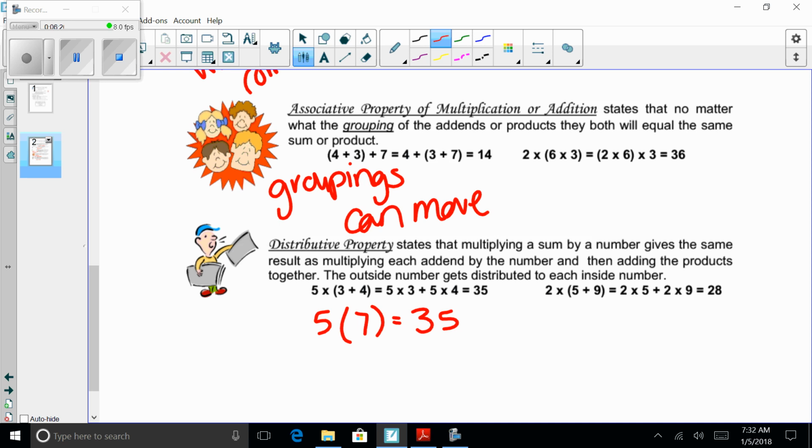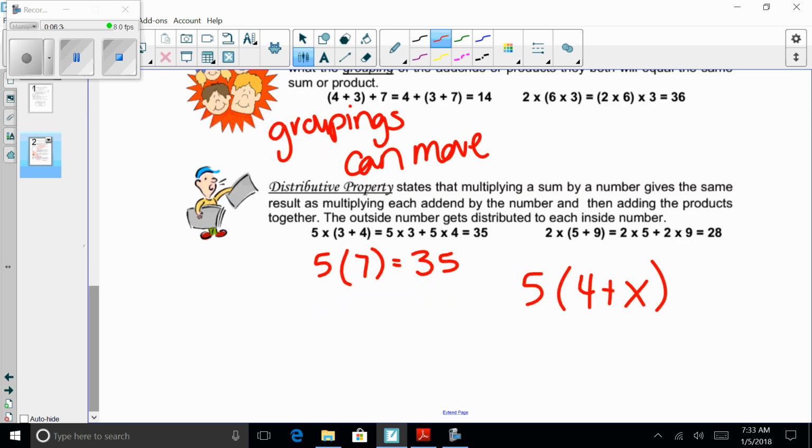So if I have something like 5 times 4 plus x, I cannot add 4 and x together and then multiply the answer by 5. There is no way to do that. So there is a property, the distributive property, that says that if you take this outside number here and you multiply it by each and every piece that is inside the parentheses, and then we go back and we do the second operation that's inside the parentheses, you're going to get the same answer. This is extremely helpful when we have variables such as our x in this example.